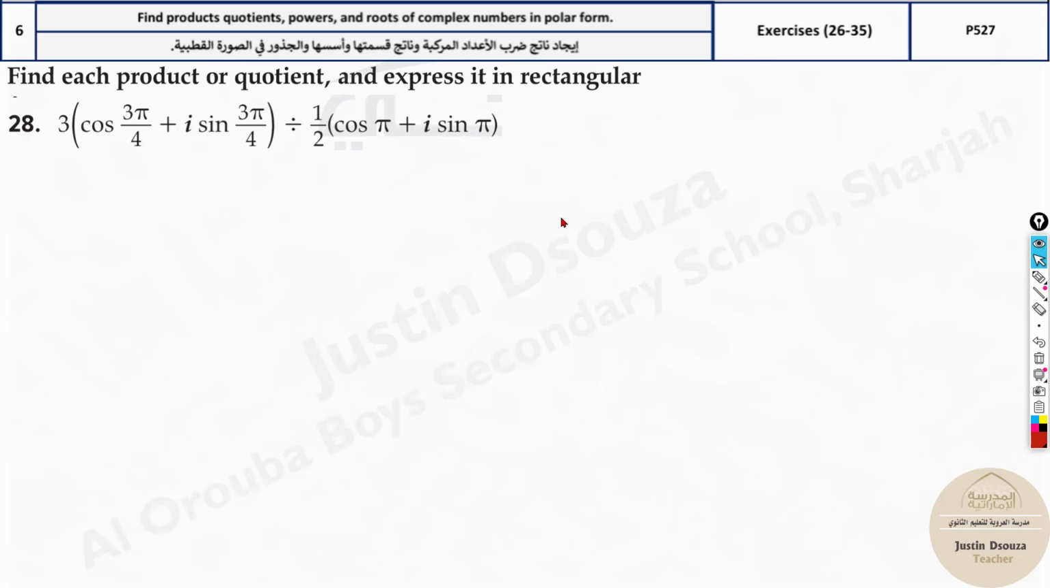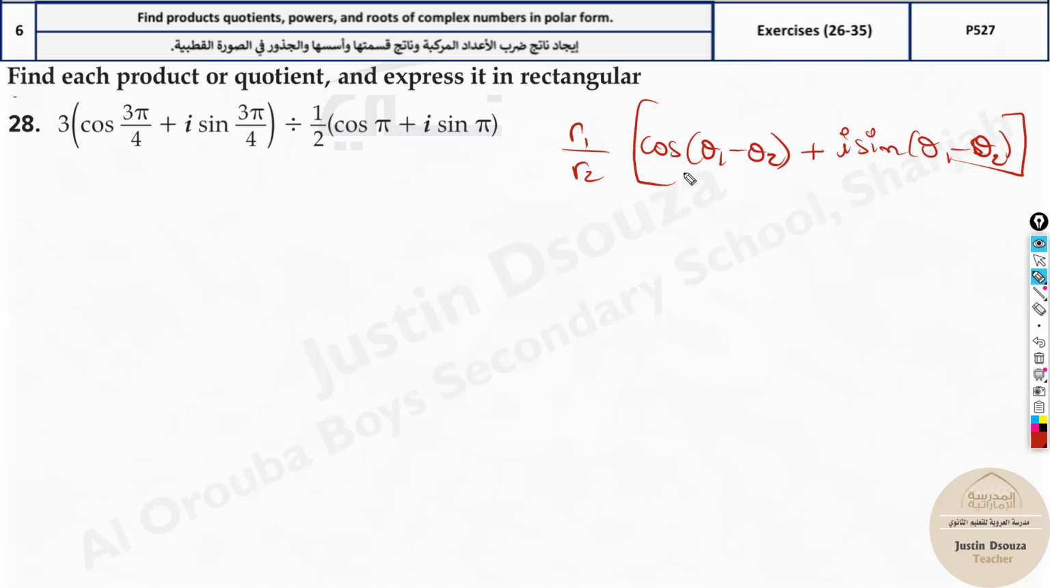Now we have division. So let's do this problem. Same concept, but the formula is different. It is R1 by R2, times cosine of theta 1 minus theta 2, and over here it's plus between them, i sine of theta 1 minus theta 2. So this is the formula.